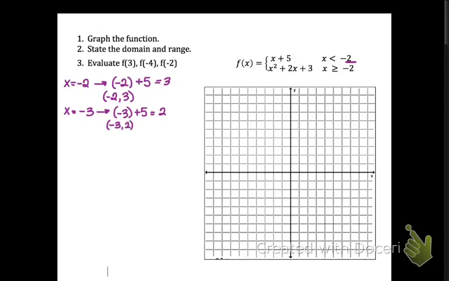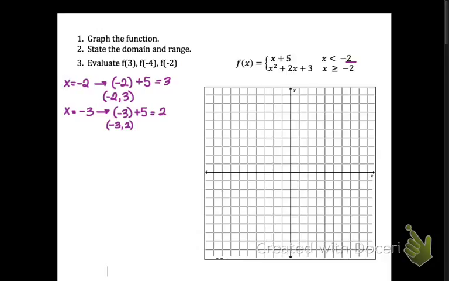And we could keep going with this. I'm not going to do another one because I know that x plus 5 is linear and it's going to keep going in a straight line. But if you weren't sure what it was going to do, then you should go ahead and pick another one. Do x equals negative 4 and see what you get.